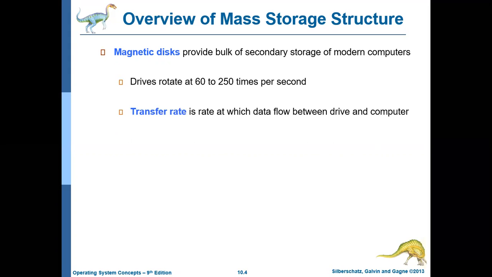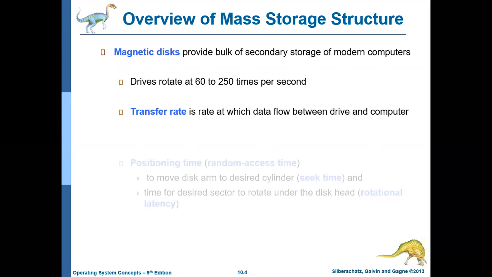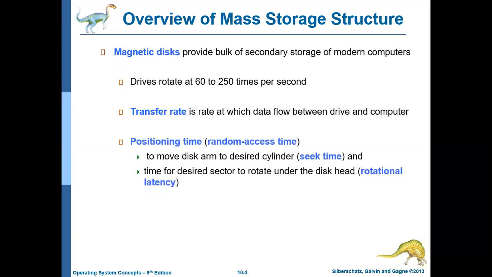Here the transfer rate is defined as the rate at which the data flow happens between the hard disk drive and the CPU. The rate at which the data flow happens between the hard disk drive and the CPU is called the transfer rate. And there is something called positioning time. It is otherwise called random access time.